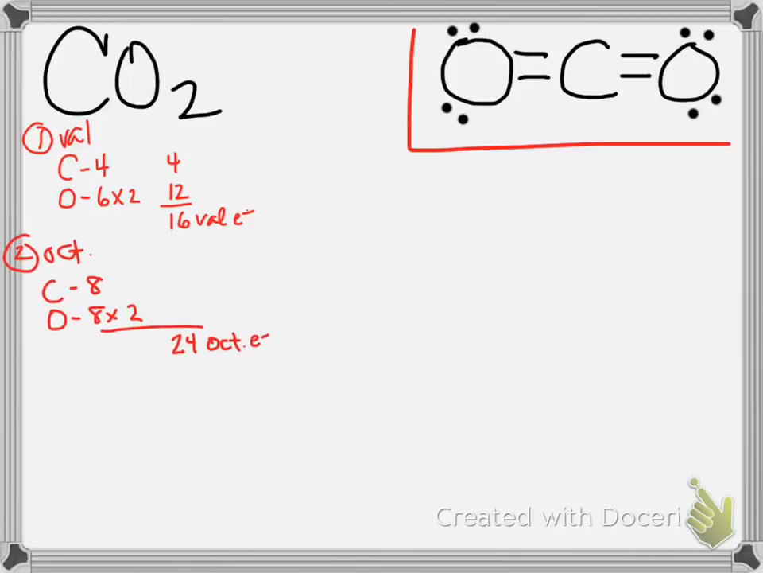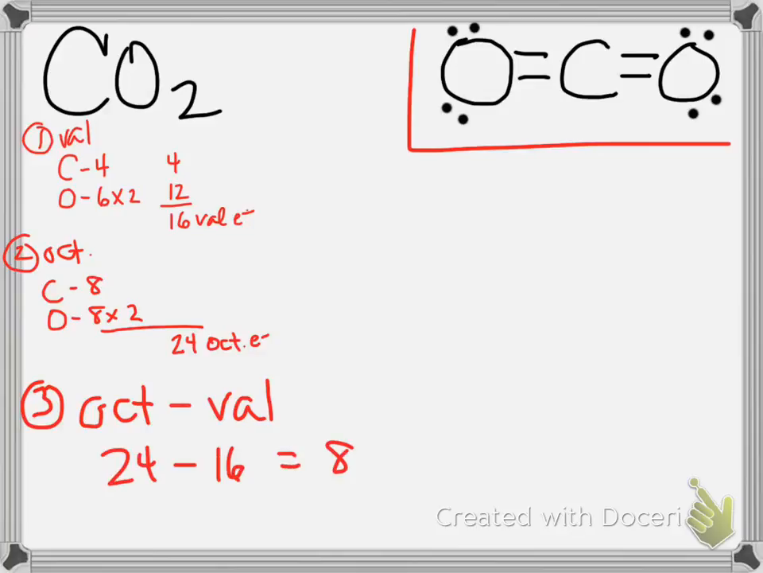The third step is to figure out how many they're going to have to share. So number 3 is octet electrons minus the available valence electrons. So here we have 24 minus 16. 8 valence electrons will be shared.